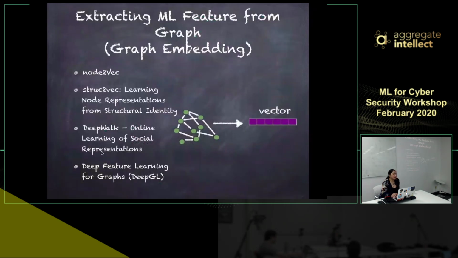One of the most important usages of graph is on feature extracting and graph embedding. There are different libraries: Node2Vec, Struc2Vec, DeepWalk, deep features. These are the graph embedding models. You can extract features manually as well. You define the features, not manually.